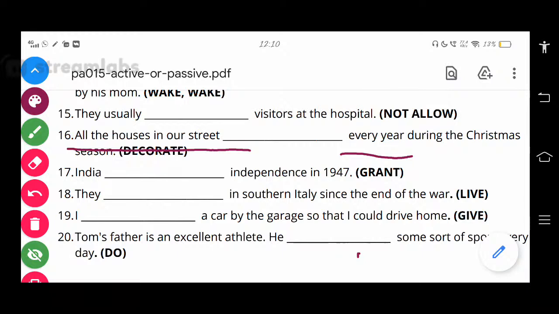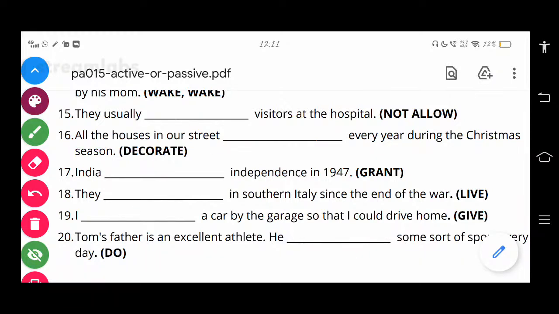So what is the passive for daily actions? In what way do we have to use daily action in passive sentence making? Am, is, or are plus third form of the verb. So all the houses in our street are decorated. All the houses in our street are decorated every year during the Christmas season. So that is the correct answer, right? Did you understand this?